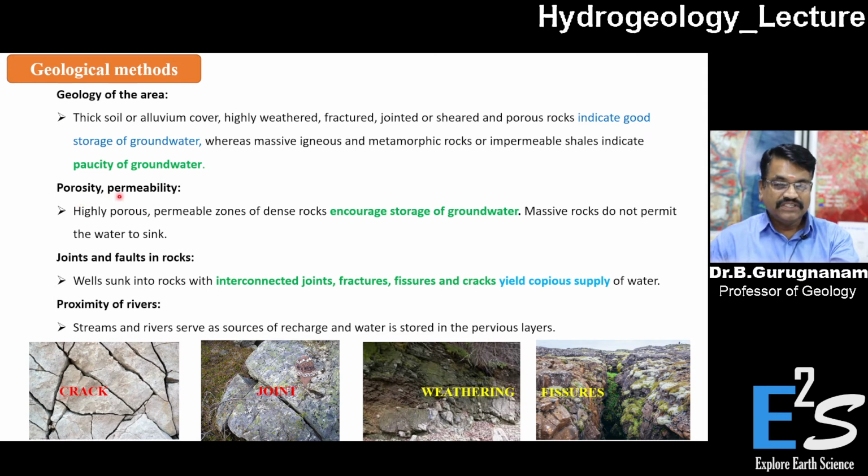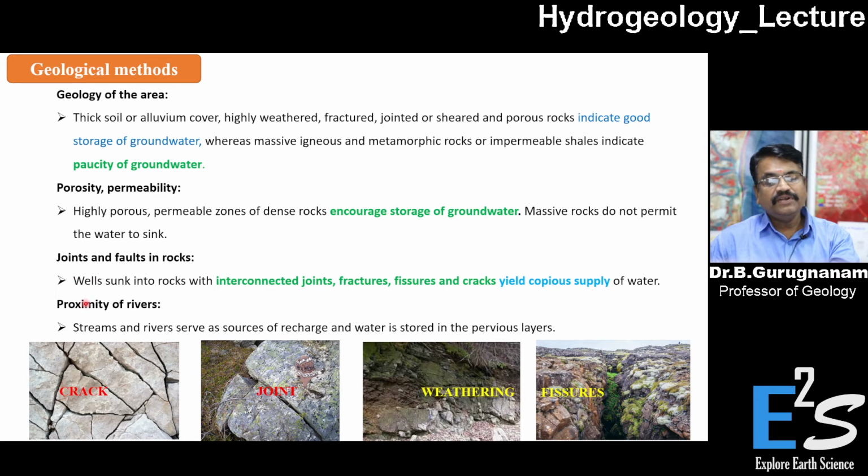Similarly, porosity and permeability is the main parameter of any groundwater system to be understood. High porosity and high permeability zones of dense rock encourage storage of groundwater. Massive rocks do not permit the water to sink. With joints and faults in the rock, water sinks into the ground, into rocks with interconnected joints, fractures, fissures and cracks, which will yield a good amount of groundwater in that particular area.